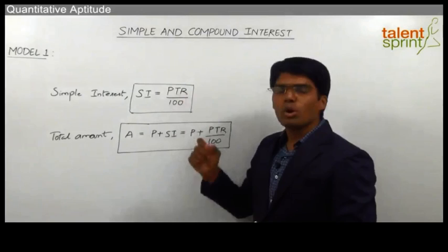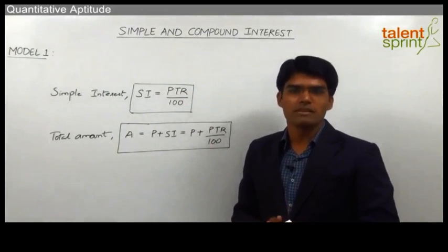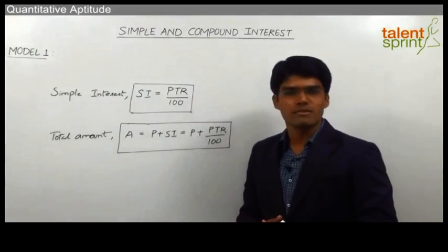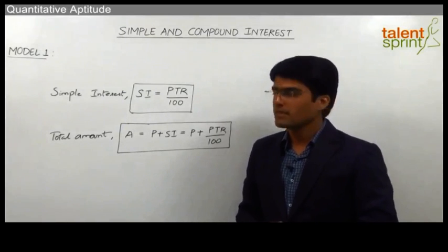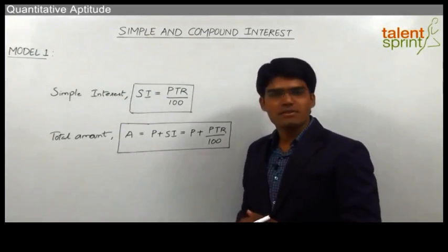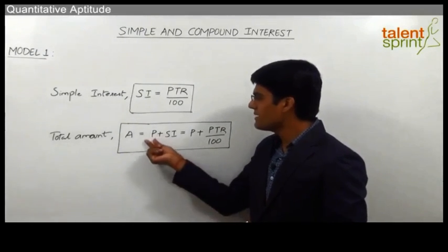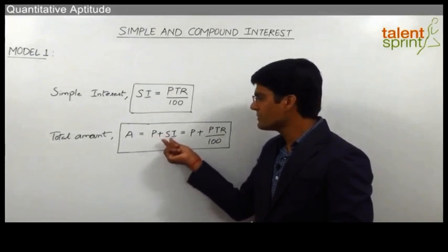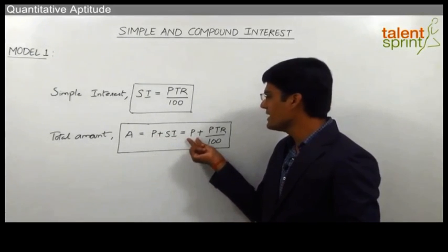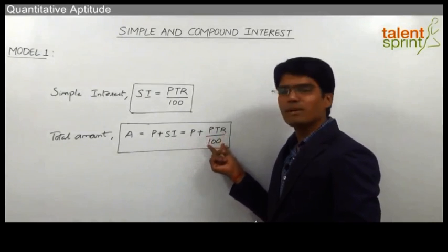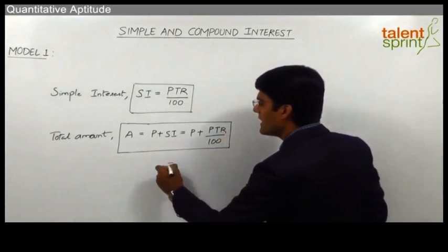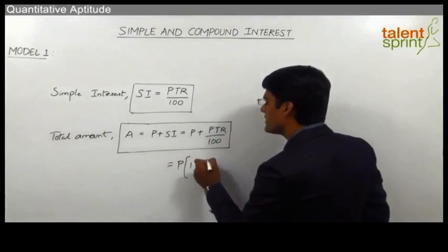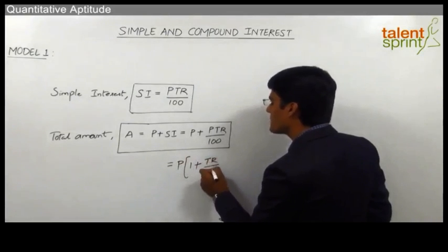Remember, T should always be in terms of number of years and R should always be in terms of percentage per annum. And the total amount in case of simple interest can be taken as principal plus interest, or principal plus simple interest. So principal is P and the simple interest is PTR by 100. And if we take P common, we get P of 1 plus TR by 100.